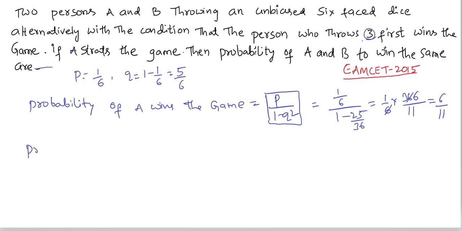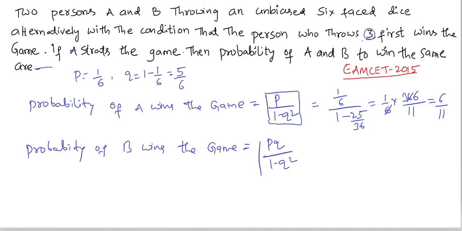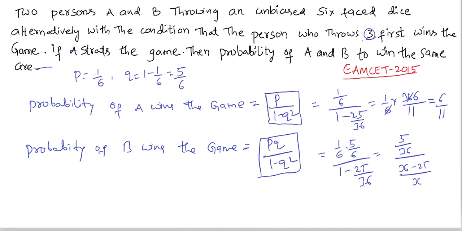And probability of B wins the game is equal to PQ by 1 minus Q square. So this is the shortcut formula. PQ, that is P is 1 by 6 and Q is 5 by 6, by 1 minus 25 by 36, that is equal to 5 by 36, 36 minus 25 by 36, cancel, equal to 5 by 11. The B winning the game is 5 by 11, A winning the game is 6 by 11.